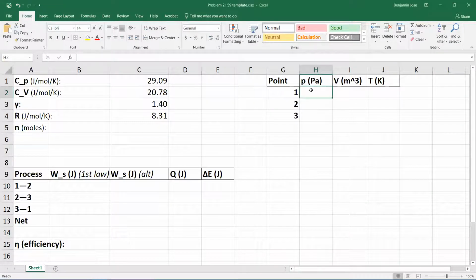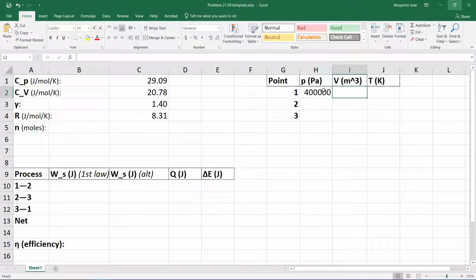What do we know for point 1? It was at, oh, see, I've already forgotten. How bad is that? Was that 100 kilopascals? Hang on a second. No, that was the 400 kilopascals. Okay. So the pressure at point 1 is equal to 400 kilopascals, so times 10 to the third.